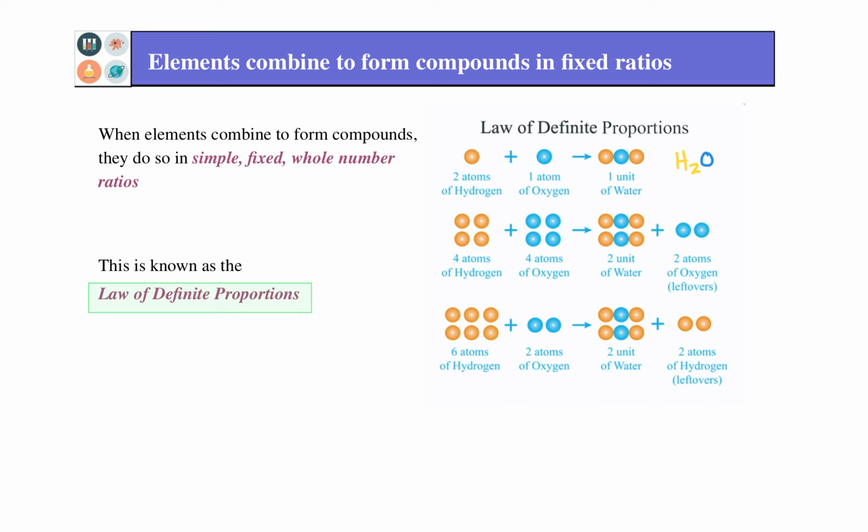So if you have 4 atoms of hydrogen and 4 atoms of oxygen, you're still going to make water in a 2-to-1 ratio, but because you had extra oxygen, you'll have leftover oxygen. And if you had 6 atoms of hydrogen and 2 atoms of oxygen, you'll again still make your water in that 2-to-1 ratio, but you'll just be left over with extra hydrogen.